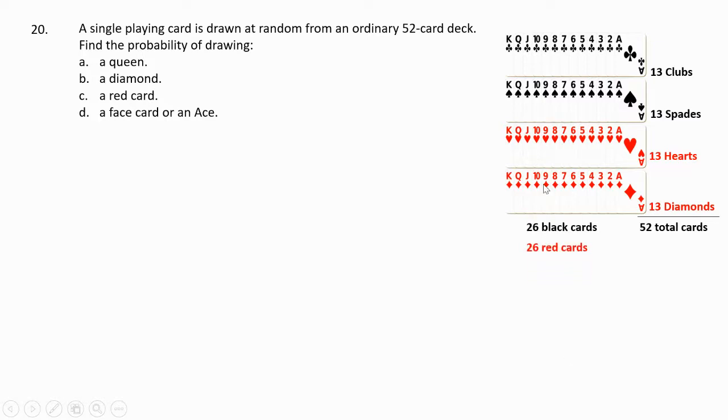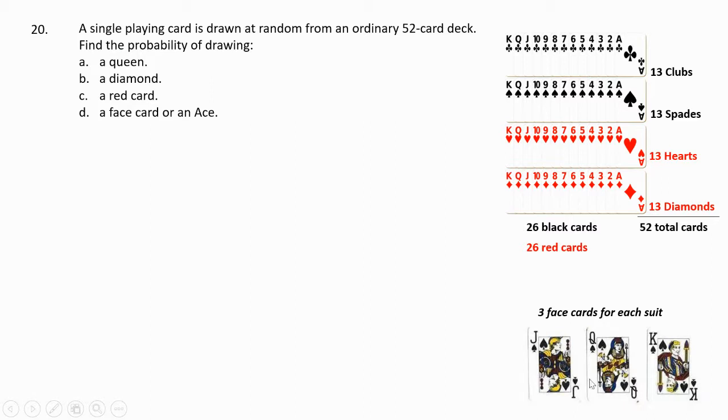What else do we have here? There are face cards. Face cards are the cards that have a face. For example, these are called face cards, and there's 3 for each suit. For example, there's 3 face cards for the spades, 3 face cards for the clubs, 3 for the hearts, and 3 for the diamonds.